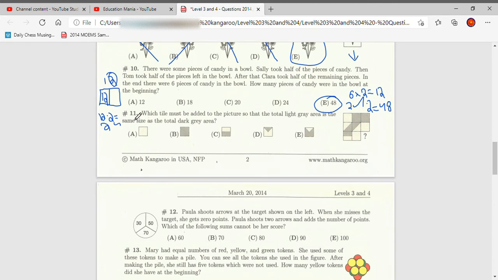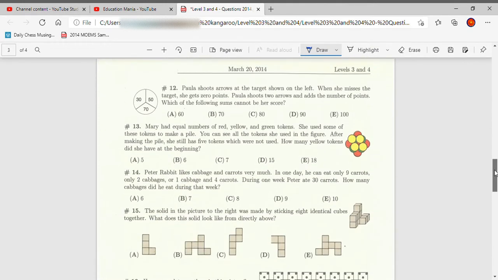On to number 11. Which tile must be added to the picture so that the total light gray area is the same as the total dark gray area? I think the whitish one is light gray, and the dark one is dark gray. So, we're going to cross out every piece of white or light gray and then gray. So, this one matches, this one matches this, these two match, these two match, these two match. Meaning that we have to have another whole gray one because this one is just left with one light gray one, which has to be matched with B, a full dark gray one.